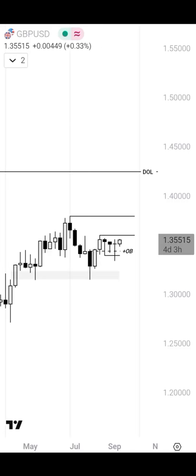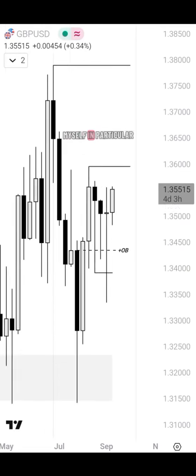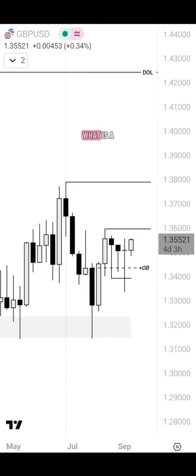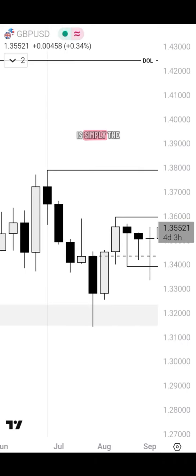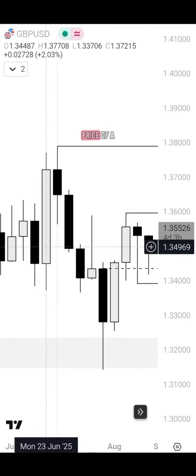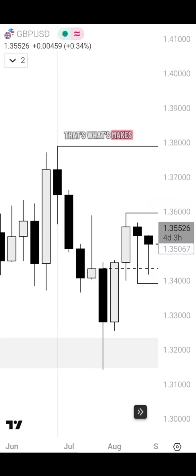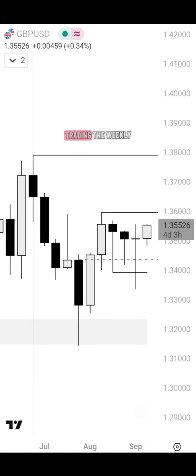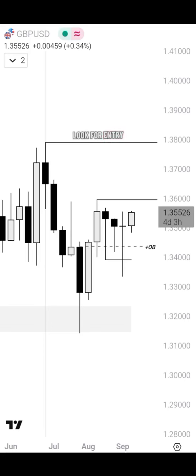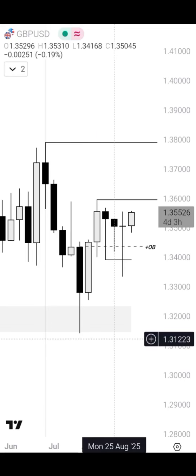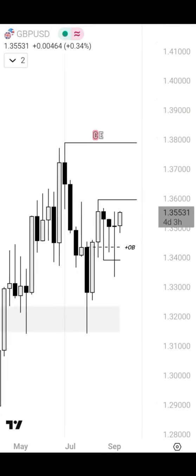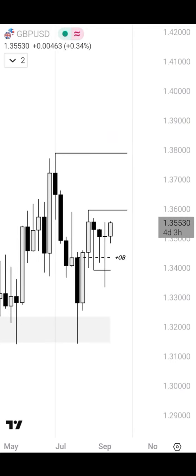And myself in particular, I'm a weekly range trader. Now, what is a weekly range? A weekly range is simply the opening price of a weekly candle, the high, the low, and the closing price. That's what makes up a weekly range. So I like trading the weekly range, where I'll look for entry if I'm bullish around the low of the weekly range, or at the opening price of the weekly range. Then I hold the Friday close or Thursday New York session.